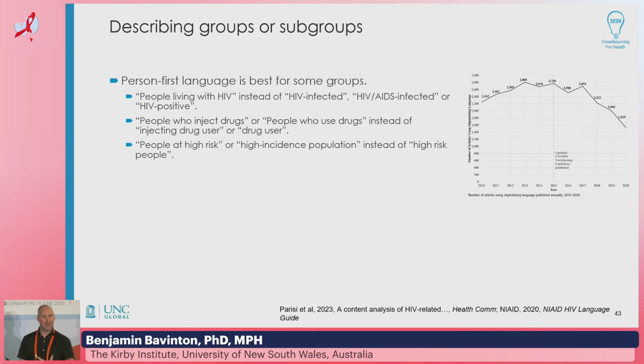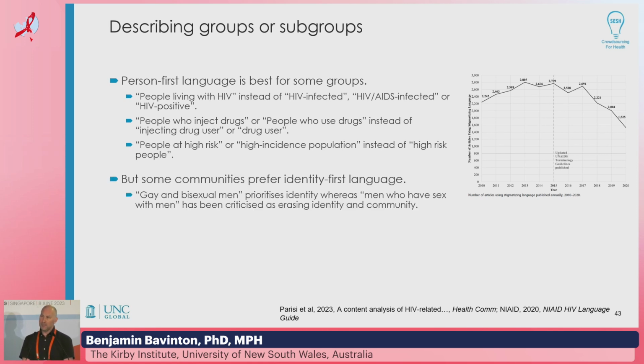They're high risk in and of themselves, which is not correct. They are people who are at high risk because of maybe the situation they're in or the behaviours that they engage in. It's important to know, though, that person-first language doesn't always work. Some communities prefer identity-first language rather than person-first language.